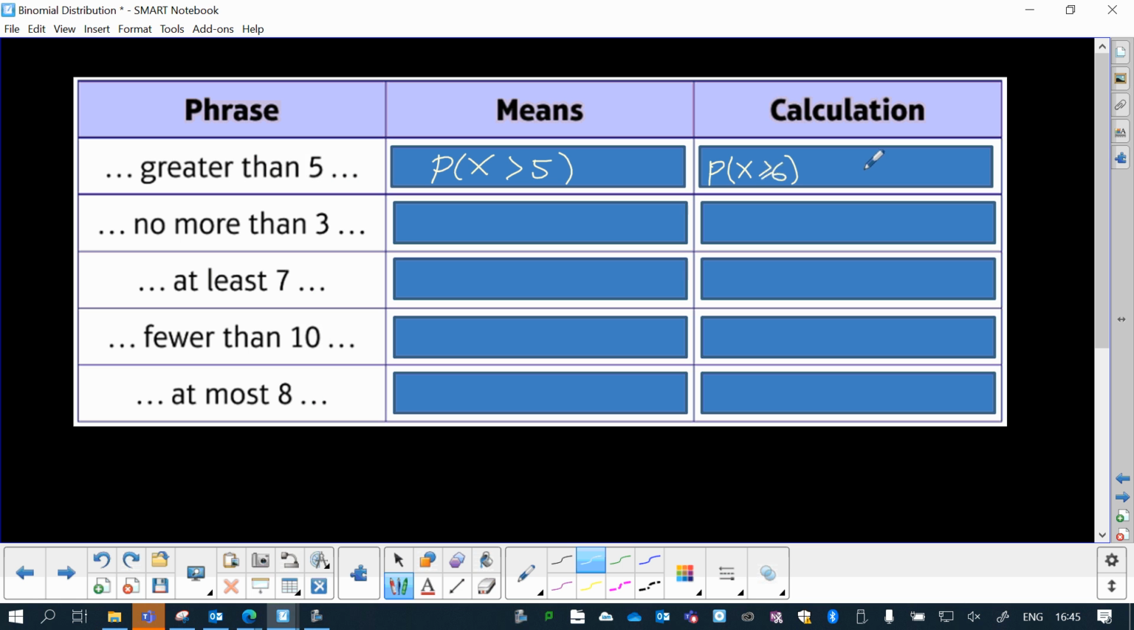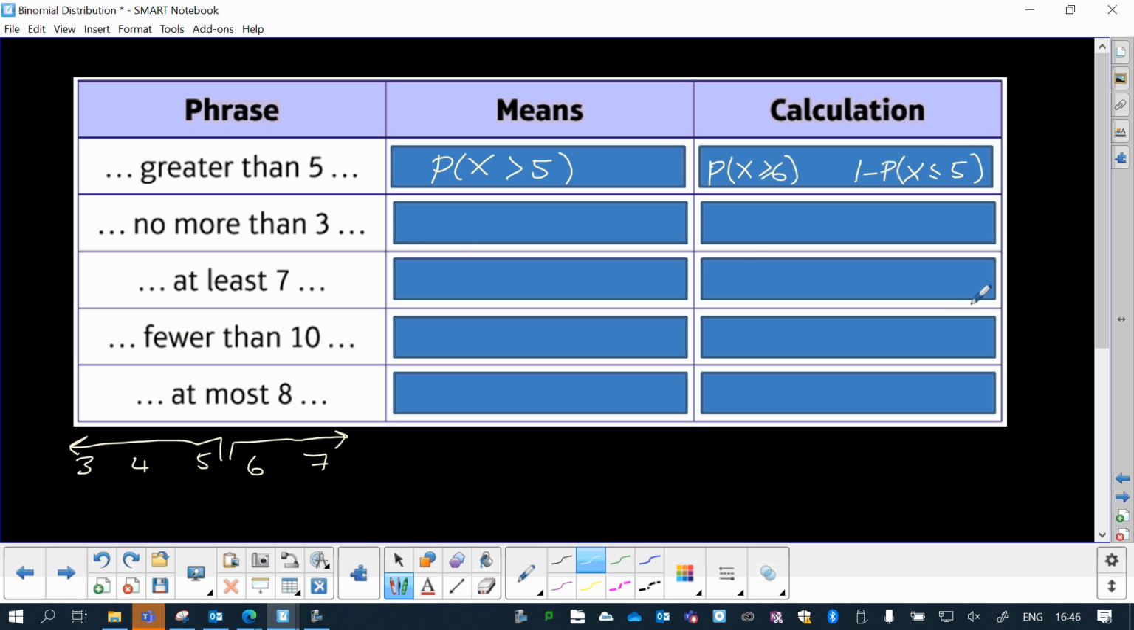For those on the Class Wiz, if it's greater than 5, it's always handy to draw a number line for these. Seriously. If it's greater than 5, it's all of those numbers. So for the Class Wiz people, you're going to have to do 1 minus something. What are you going to do 1 minus? You did it last time, Jacob. Anybody else? Olivia? Yes, absolutely right. 1 minus the probability that x is less than or equal to 5.